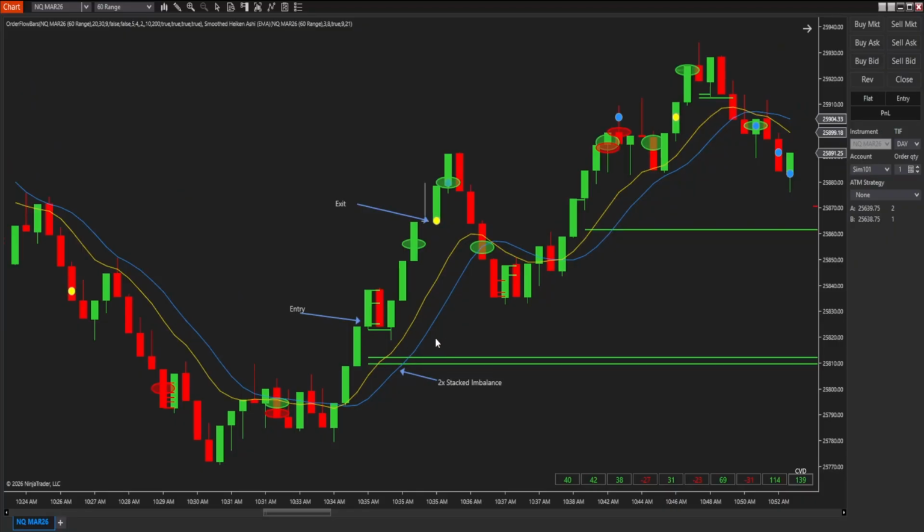Once I started taking trades, I started putting notes on the chart. This right here, we had a 2x stacked and balanced area. So you can get in on entry right here, and then your stop is below here.